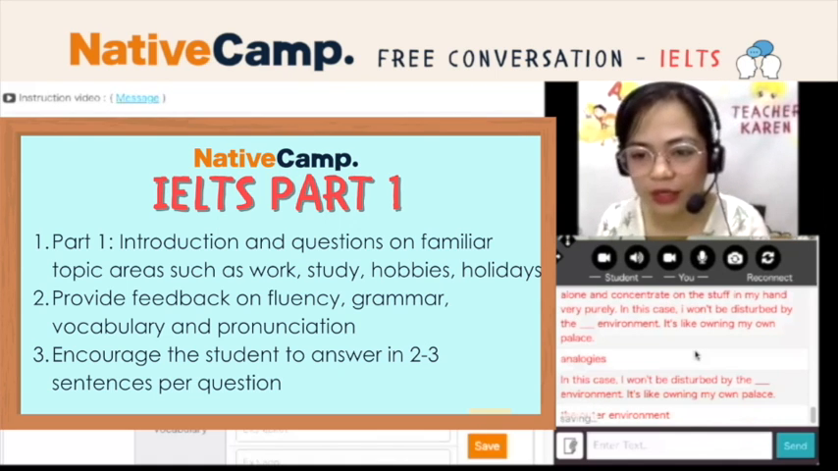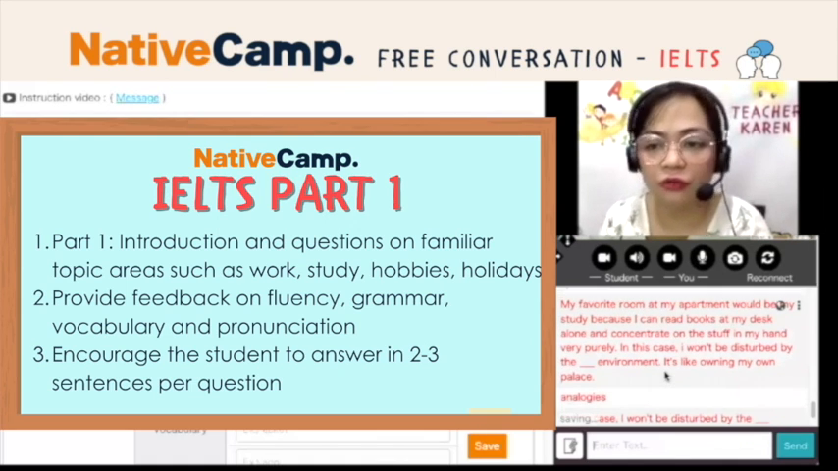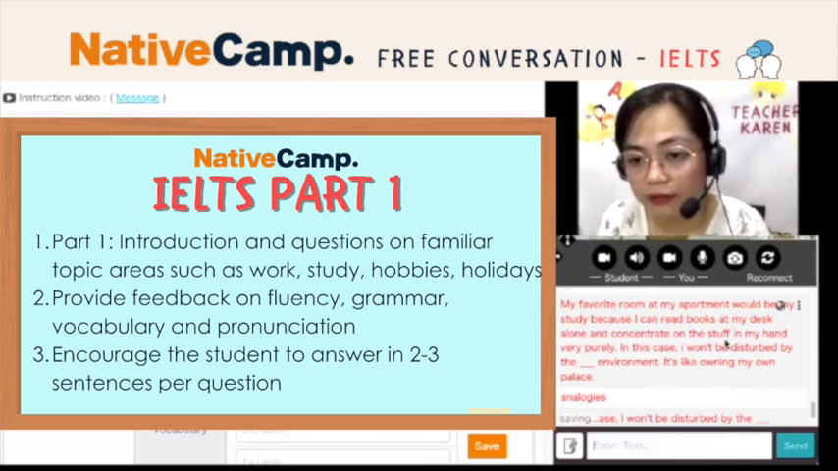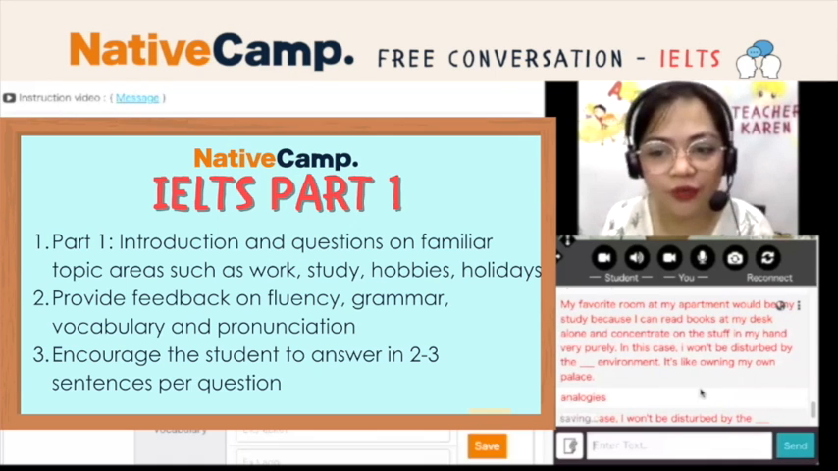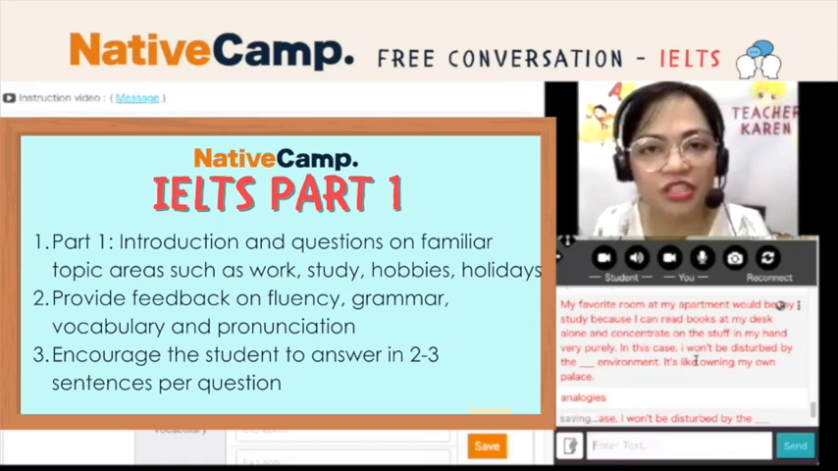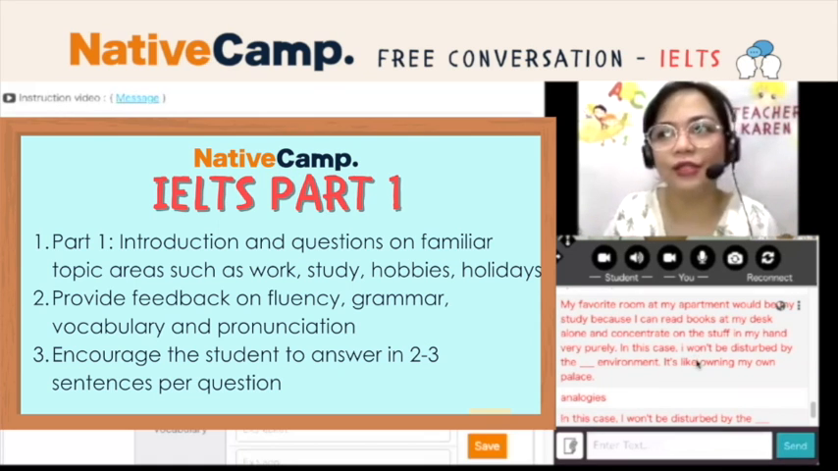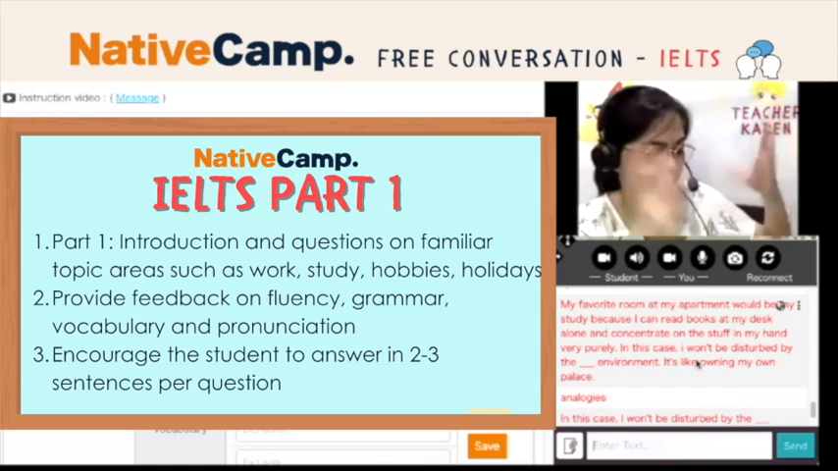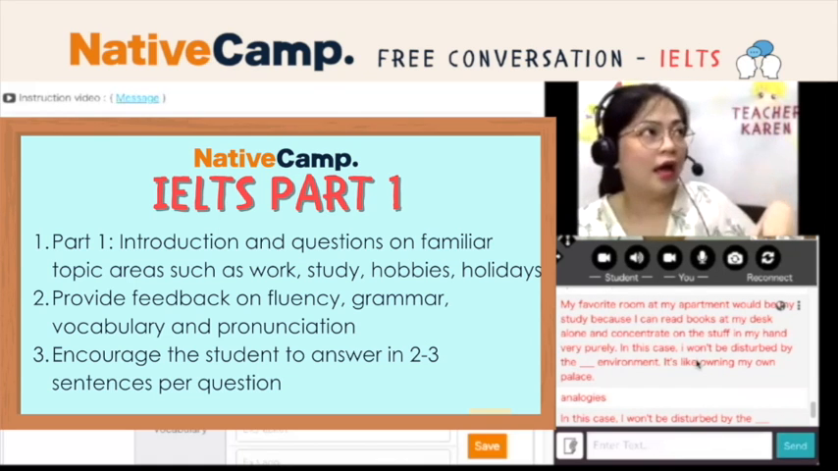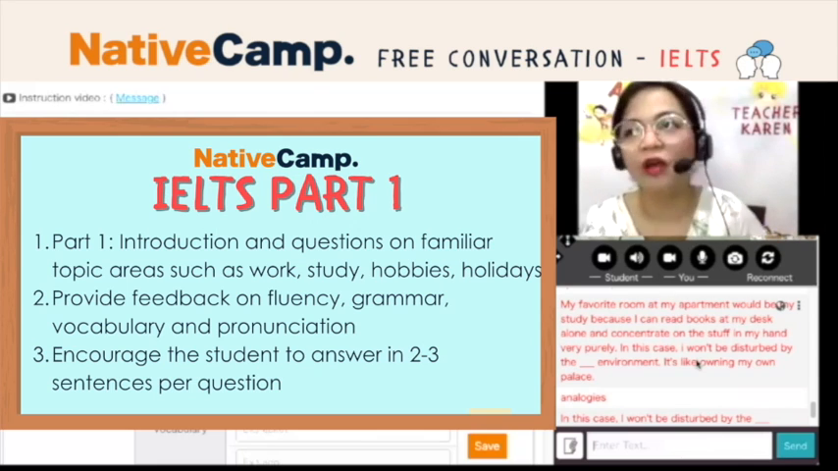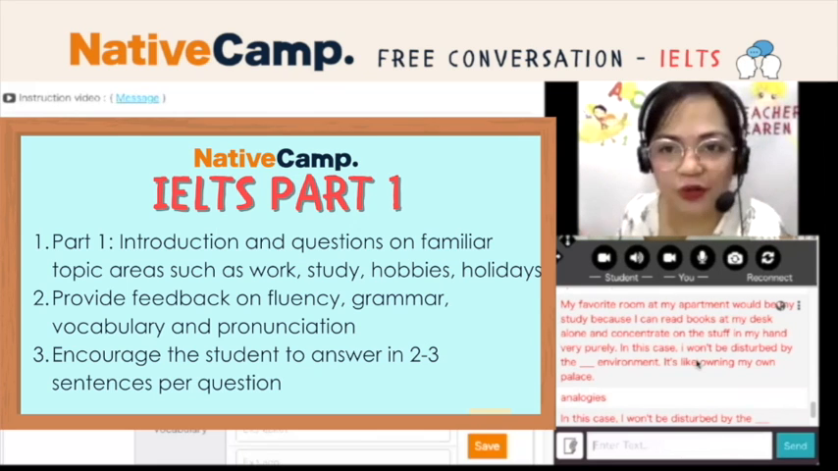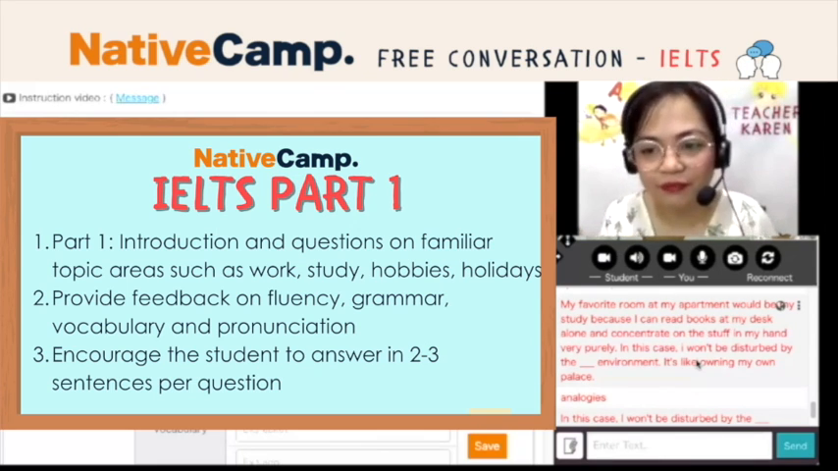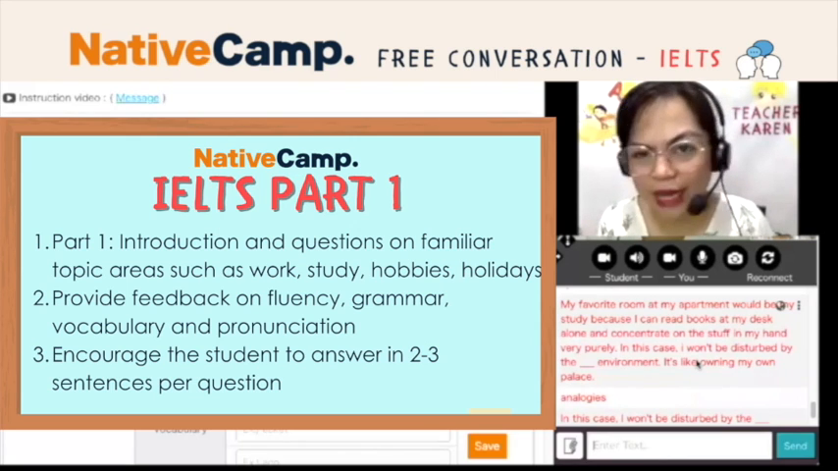And then you said here the first part, my favorite room at my apartment. Should we use the preposition "at"? Usually "at" is used when you are at a specific place. Let's say right now I'm at a specific point. I'm at home working, or I'm at the office working. So my favorite room at my apartment.